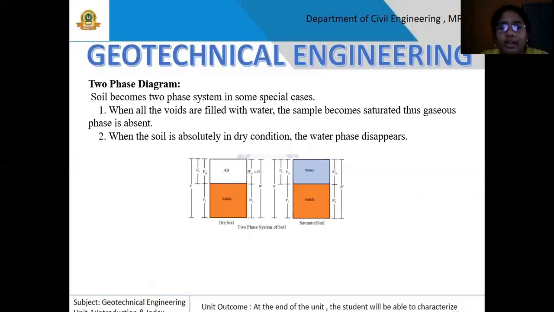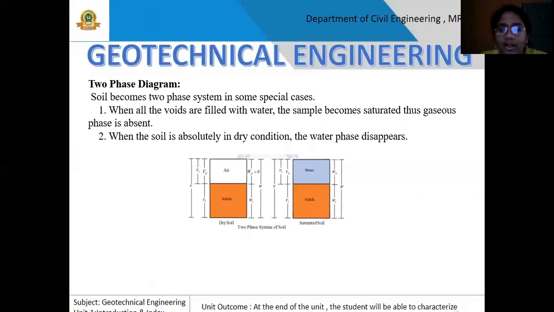Suppose the three-phase soil system, we have solids, water, and air. So now coming to two-phase, in the first case what will happen is the air is completely filled by water. That means in the soil there are only solid particles and water particles.